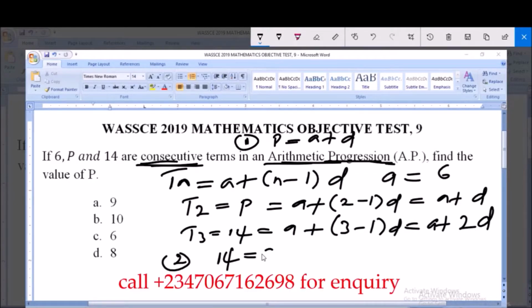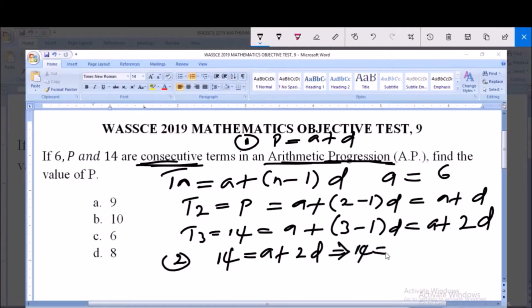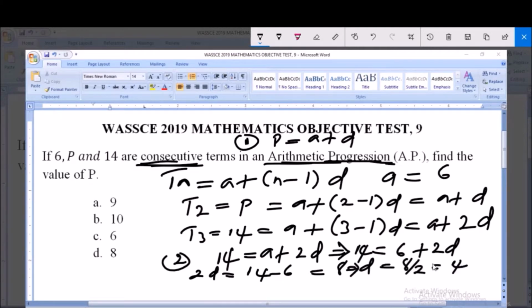And we found that our a is 6. I told you a is the first term. So 14 is equal to 6 plus 2d. If you take it to the other side, we have that 2d equals 14 minus 6, which is 8. So 2d is equal to 8, so our d will be 8 divided by 2, which is 4. So the common difference d is 4.